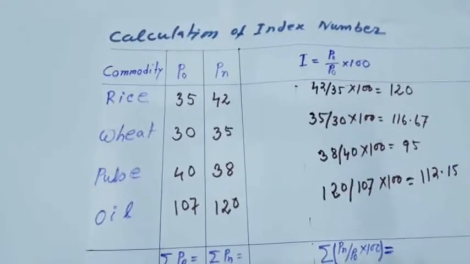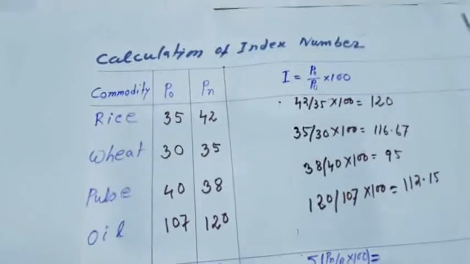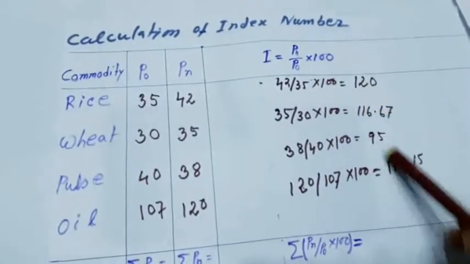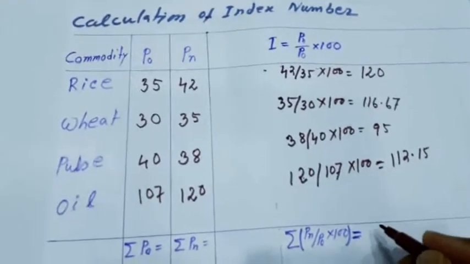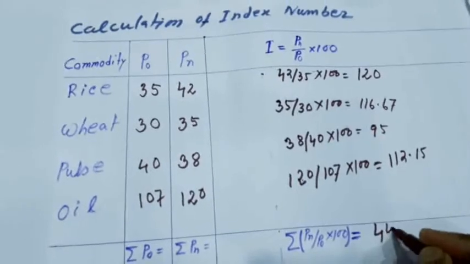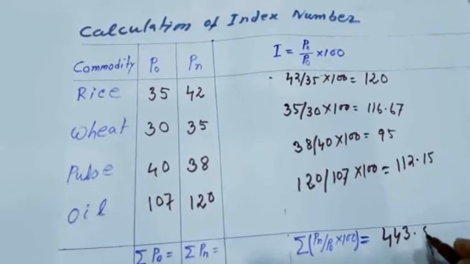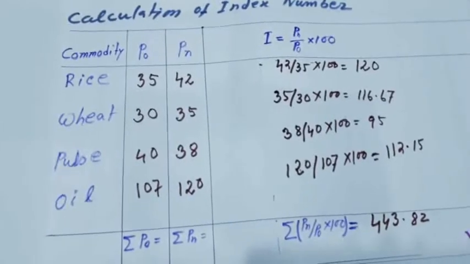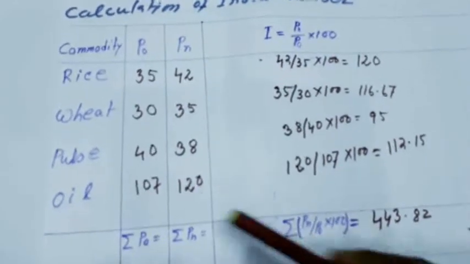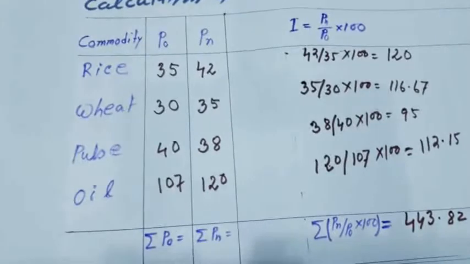Now what is the demand of the formula? Demand of the formula is sum of Pn by P0 into 100. Now if we sum up all this value, we will get 443.82. Okay, so we have already got it. And how many commodities are there? 1 2 3 4. It means K equals to 4.